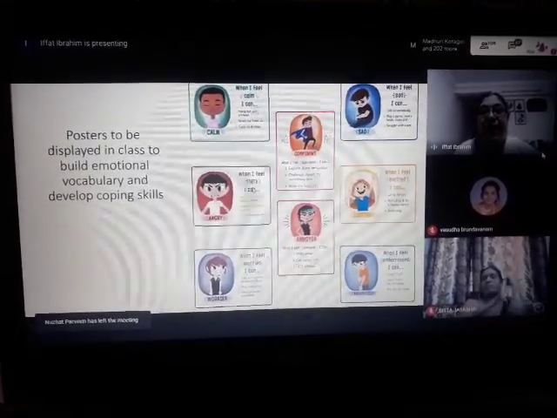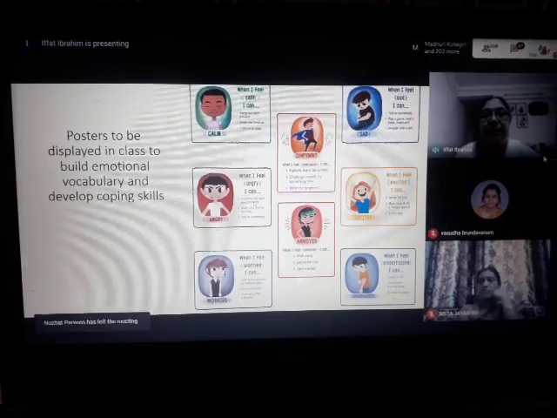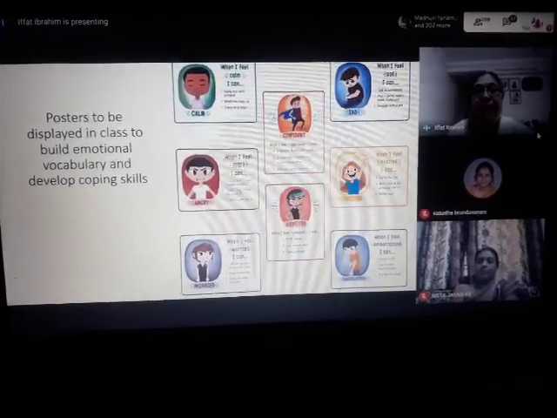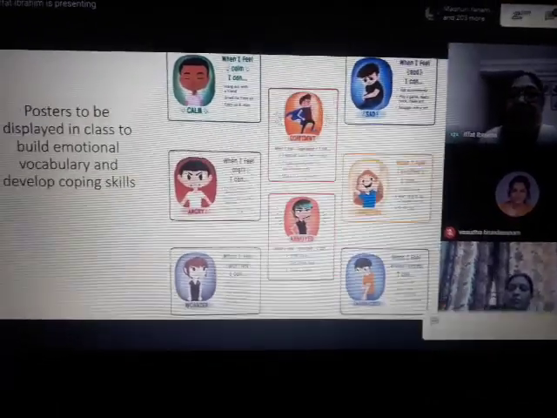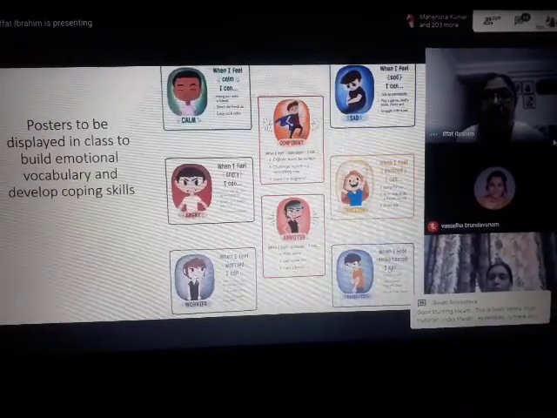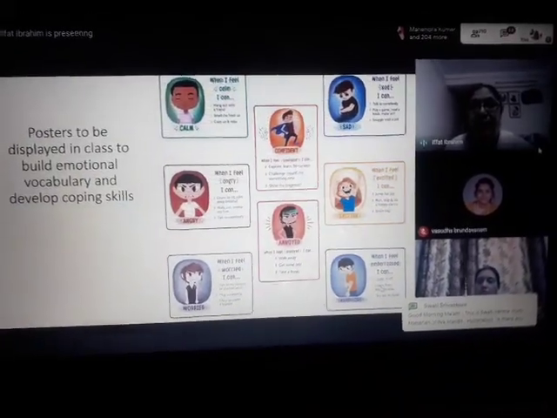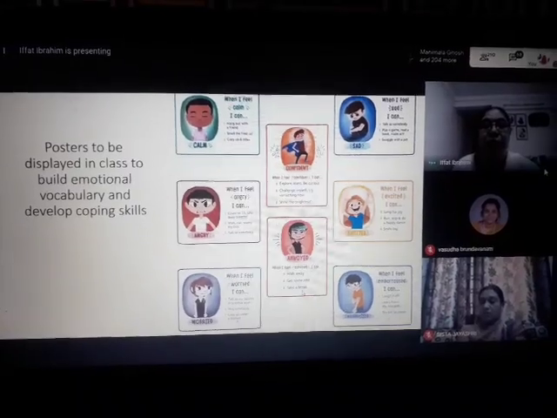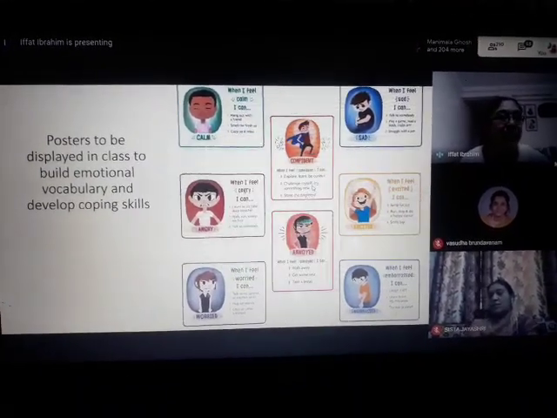What can they do when they are feeling angry? They can count to 10, take deep breaths, walk, run, stomp feet, talk to somebody. When they feel embarrassed, laugh it off, learn from mistakes, and try not to dwell. So these are some of the posters that can be put up in the class.